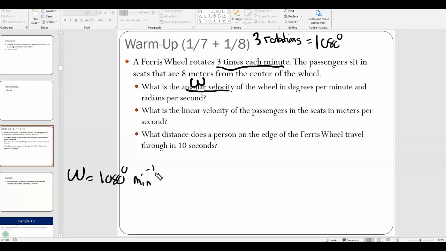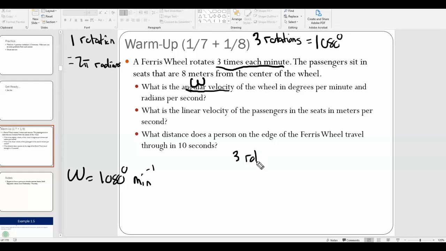But we also want to find it in radians per second. And remember that 1 full rotation or revolution in radians is 2 pi radians. Okay, radian is a unit of angle, and the conversion factor is such that 1 rotation or revolution is 2 pi radians. Okay, so 3 rotations each minute basically corresponds to 6 pi radians per minute. Or it might be easier to write this out as a unit conversion.